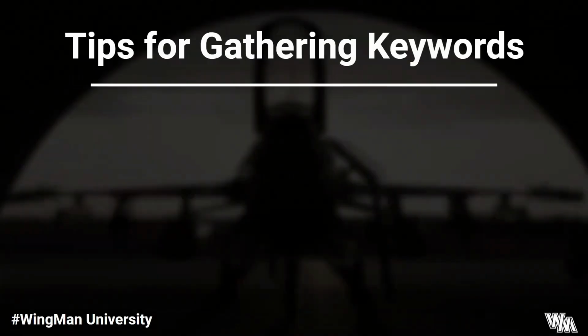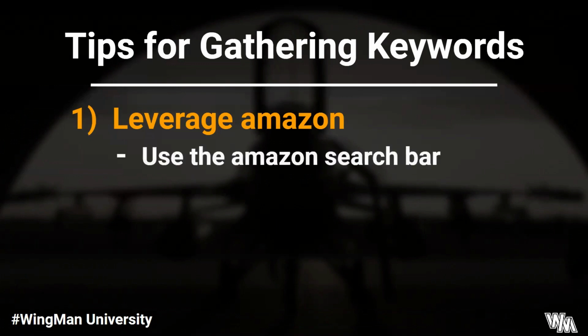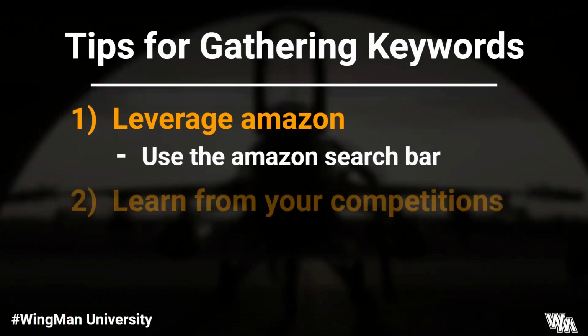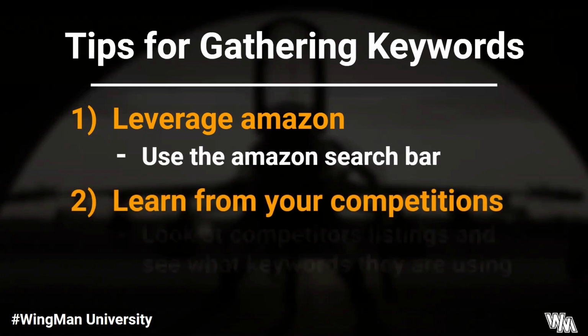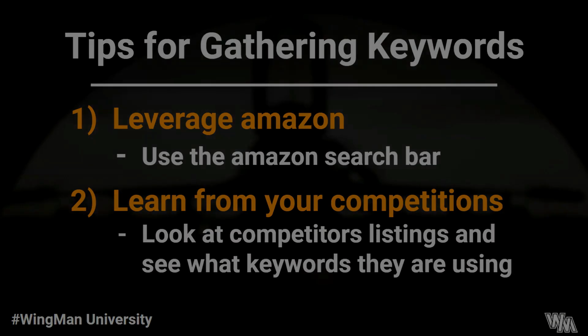So now that we know keywords are just the words that customers are using, I'm going to give you 2 tips for gathering keywords. I love leveraging Amazon. We use it a lot in research. As we're doing the research, though, we can start gathering keywords to build a keyword list. Tip 2 is learn from your competitors. Looking at your competitors' listings and seeing what keywords they are using is another great way to start building your own keyword list. I want to go back to Amazon and show you these 2 tips in action.